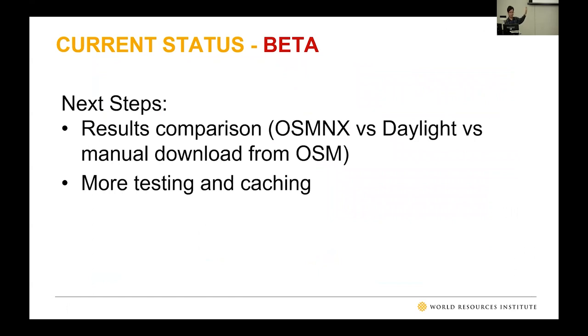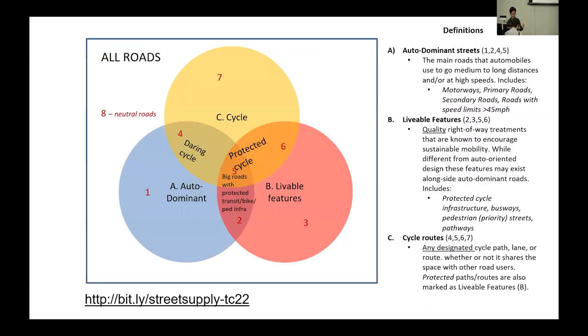Again, this is a beta version. It's a very early prototype. We need to compare the results from OSMnx, which is the gold standard in terms of accuracy, with Daylight and other manual downloads from OSM. You can do what I'm going to show, the same thing, in GIS. Maybe it would take longer. The app is not very good on the phone. And then we need to do a little bit more testing to make sure the security is fine, and more caching. So let me go to the link.